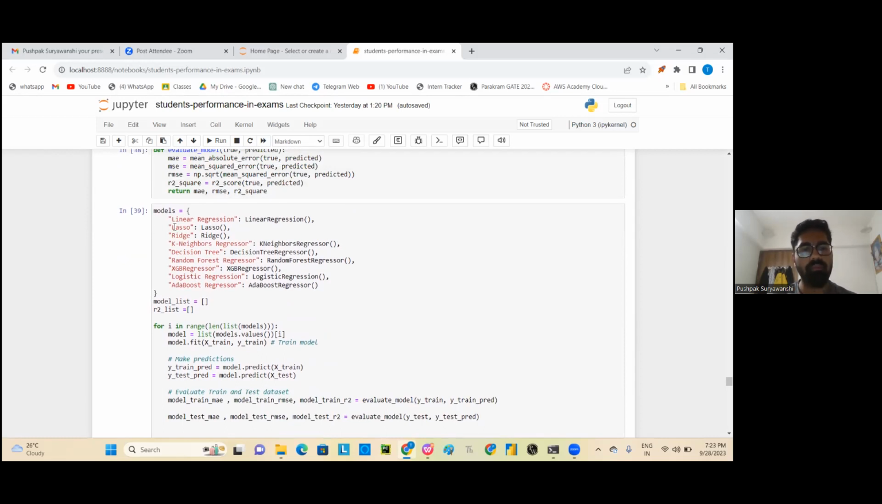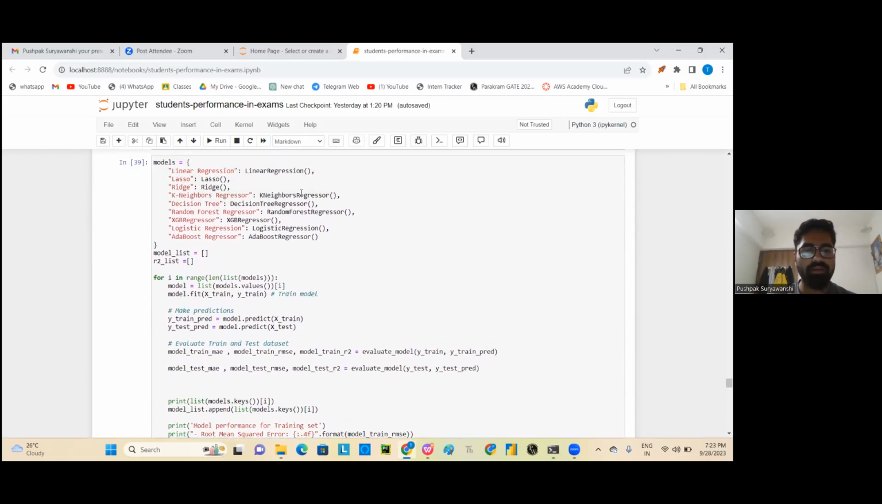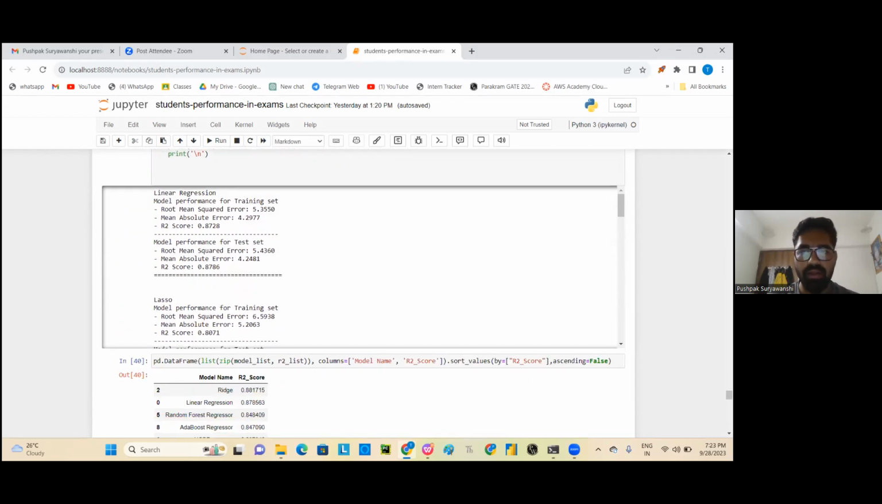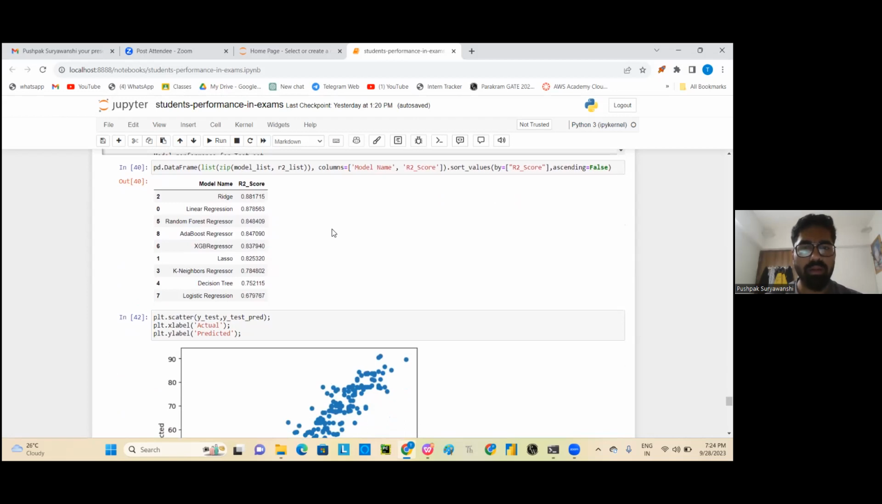And then we apply machine learning algorithms. We have taken many models here: linear regression, lasso regression, ridge regression, KNN model, decision tree, random forest, XGBoost, logistic regression, also AdaBoost. So we train the data set on all these models, and finally we get this result, which generates a full summary of how each particular model performed and its evaluation metrics. We can see here the best model on this data set was the ridge regression model, followed by linear regression and random forest.